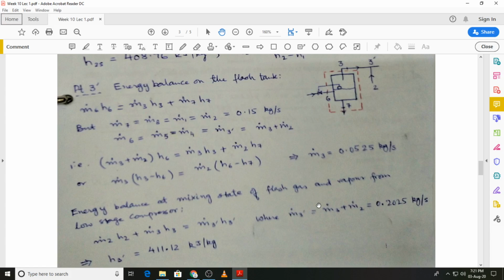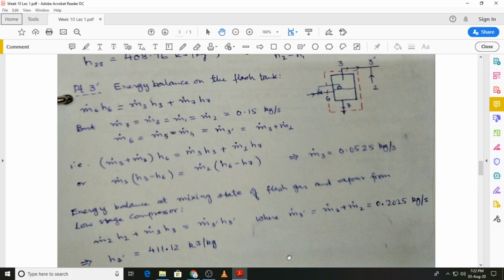Then we can perform another energy balance, and this time it will be the energy balance for the mixing process of the flash gas and the vapor from the low stage compressor. And for that again the energy balance equation is fairly straightforward, that we will have m dot 2 H2 plus m dot 3 H3, and that will be equal to m dot 3 prime H3 prime. And in this equation we know the mass flow rate, m dot 2 H2 is known, m dot 3 has been worked out, and H3 is also known. M dot 3 prime, as I just said, will be the sum of m dot 3 and m dot 2, which is equal to 0.2025 kilograms per second, and that only leaves the enthalpy H3 prime, and that comes out to be 411.12 kilojoules per kilogram.